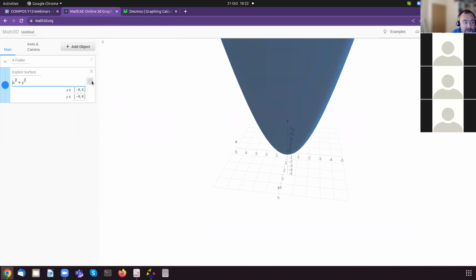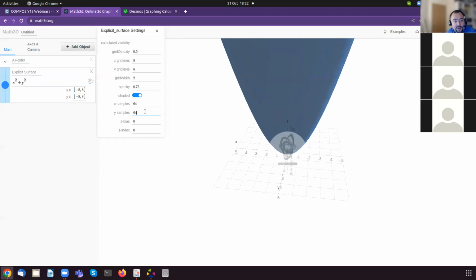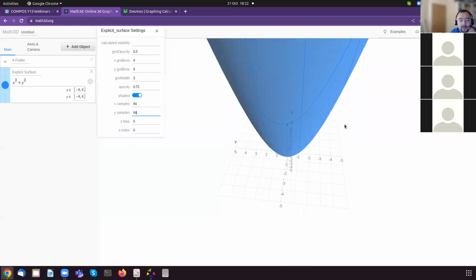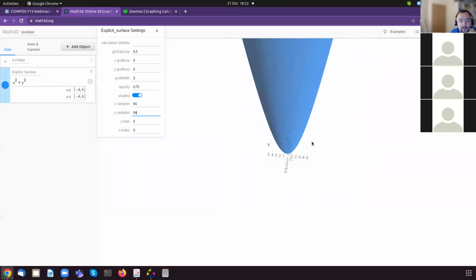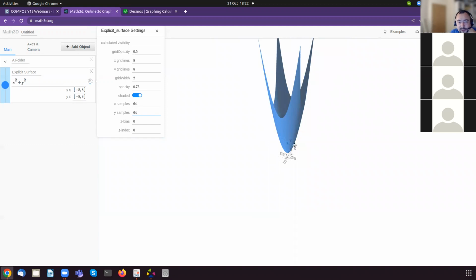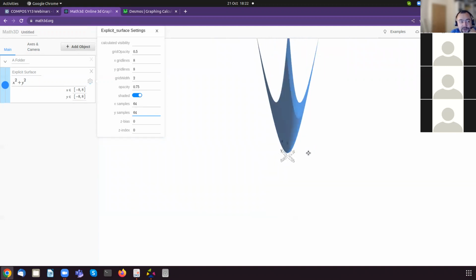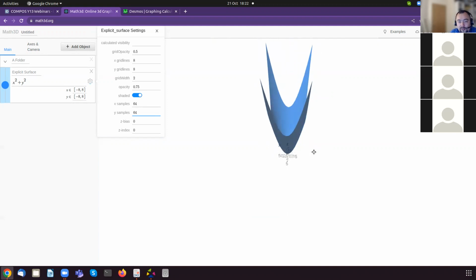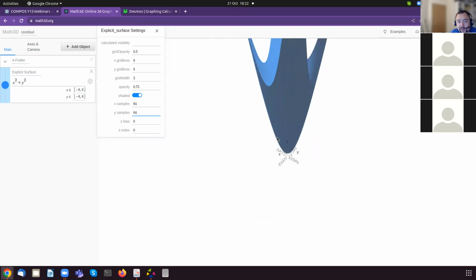You had this one in, so reduce the sample size. You had this in the assignment. This is one of the examples. So yeah, here it is. This is the surface. This is a paraboloid.